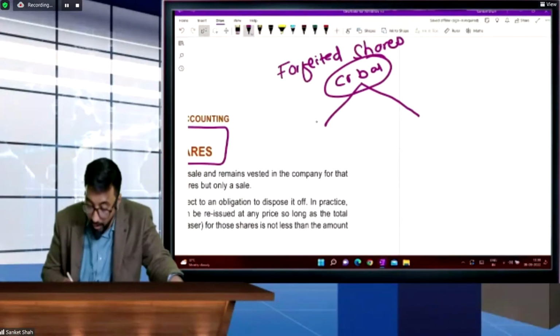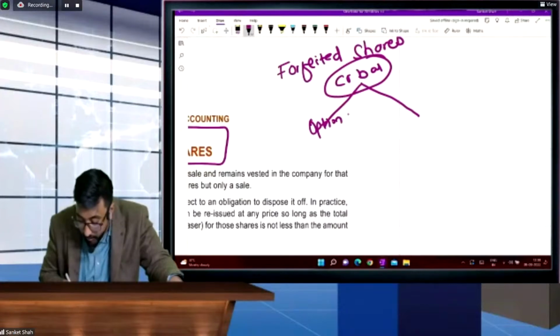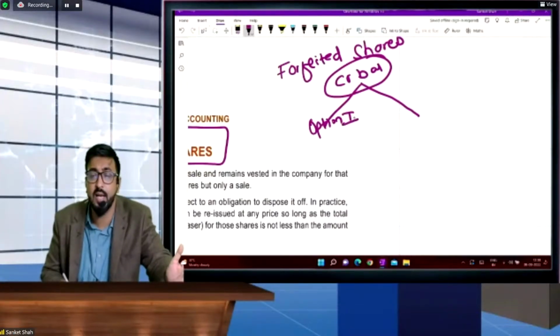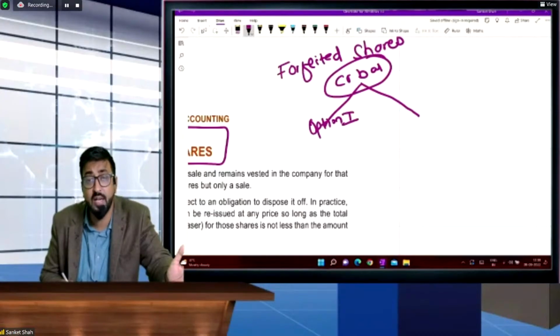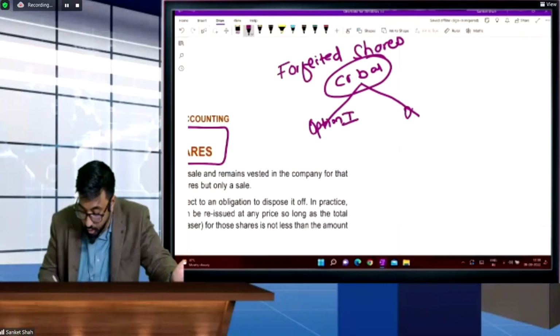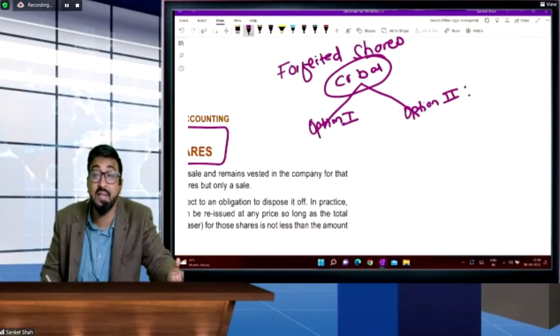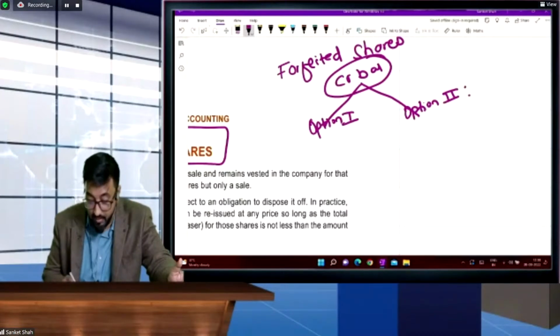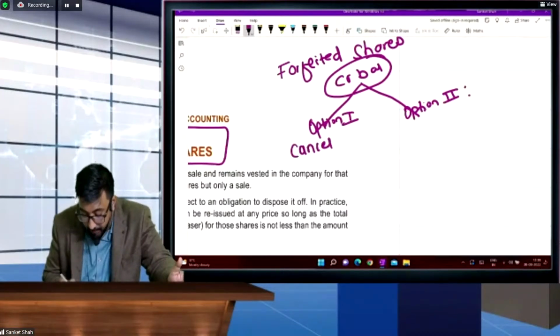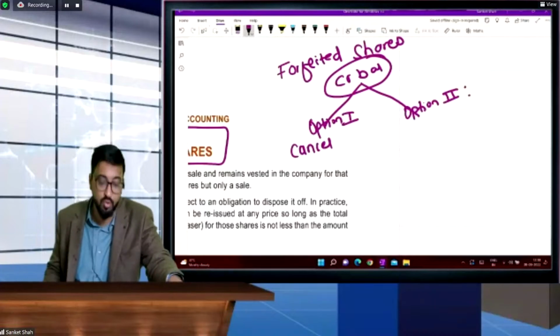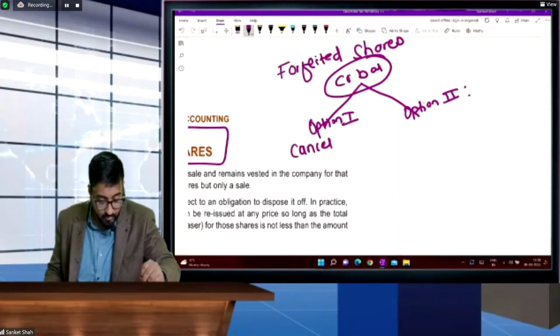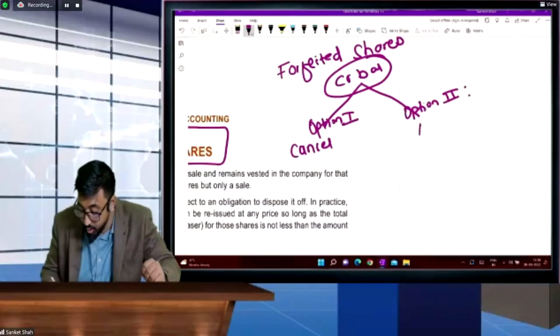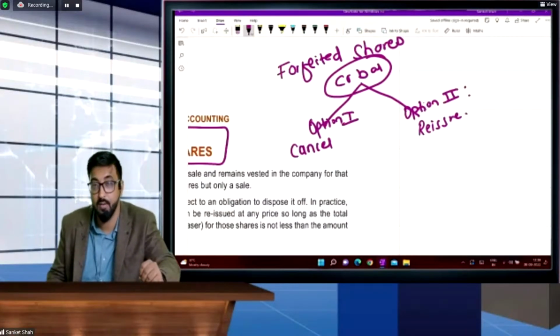Now you have two options. What are you going to do with these forfeited shares? These are shares on which you already collected some amount, but ownership is cancelled by you. So you have two options. Option 1, permanent cancellation of that ownership. And option 2, reissue. You can write over there.